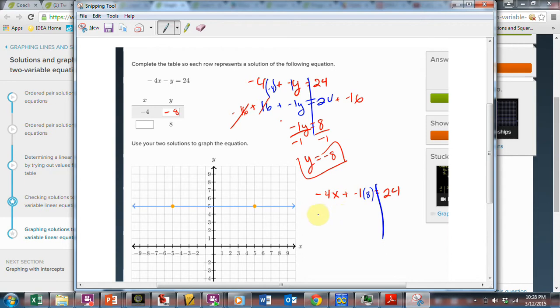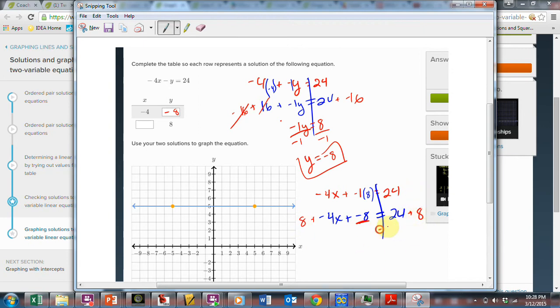Now let's figure this out. Bring down my -4x plus -1 times 8 is -8 equals 24. Now I'm going to get rid of the number that's being added to my term with x by adding its opposite to both sides. So I'm getting rid of this -8 by adding +8 to both sides.